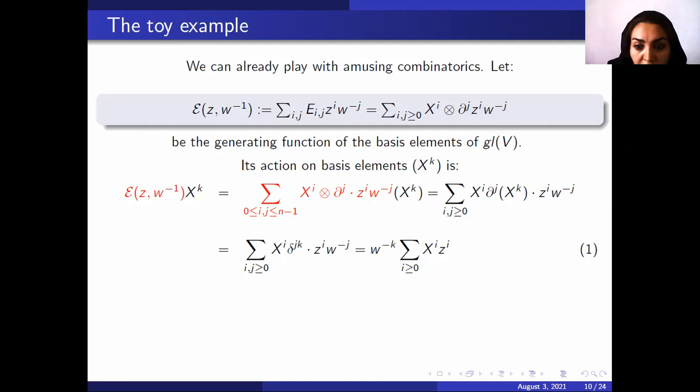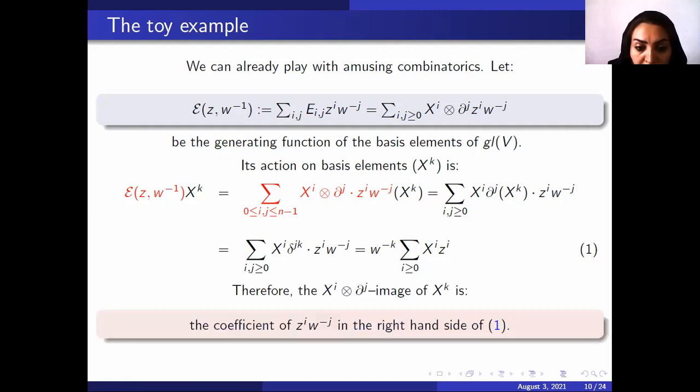But what is this equation saying? It says that the image of x_k through the endomorphism x_i tensor delta_j is the coefficient of w^{-j} on the right hand side.